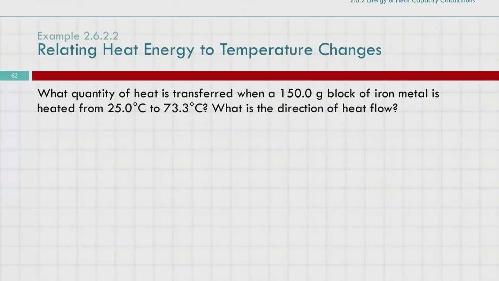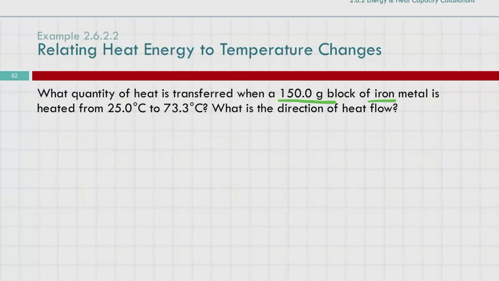The question is, what quantity of heat is transferred when a 150-gram block of iron metal is heated from 25 degrees Celsius to 73.3 degrees Celsius? Follow-up question, what is the direction of heat flow? What are we given? We're given a mass of metal, iron metal.